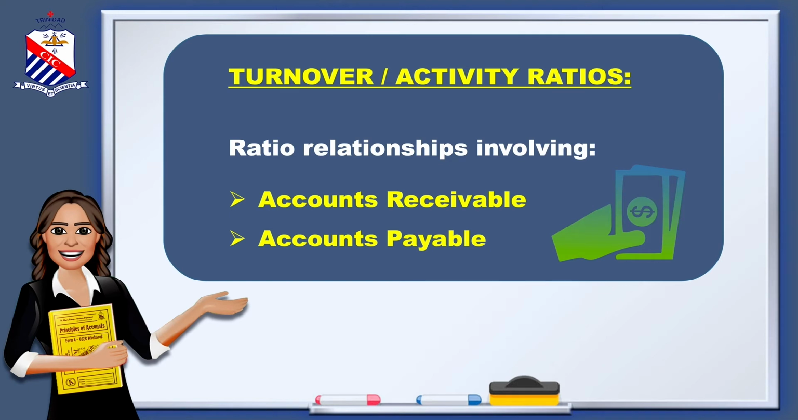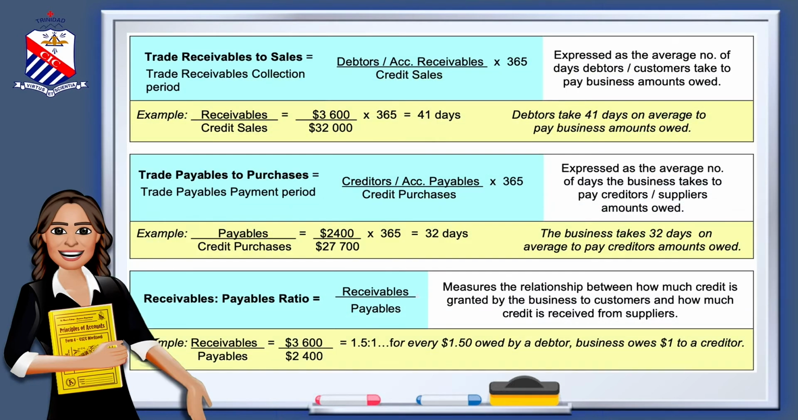So we're going to start with the ones that involve the accounts receivable and the accounts payable. Remember, accounts receivables are also known as trade receivables, also known as debtors. And then the accounts payable, also known as your creditors or your trade payable, which is a new term that you're seeing more often. All of them mean the same thing.